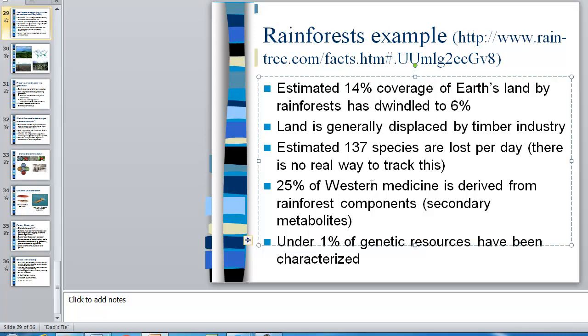A lot of Western medicine is derived from rainforest components. These are plant secondary metabolites that are used as anti-cancer therapies, analgesics, you name it, antibiotics even. And under 1% of the genetic resources that we have has actually been characterized. So we don't even know what the biodiversity is.